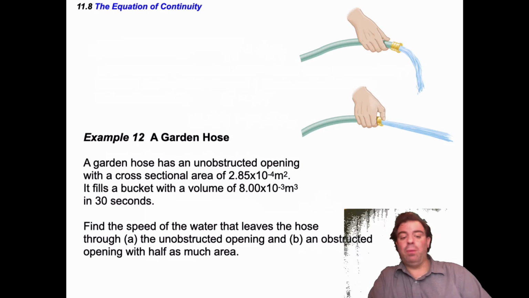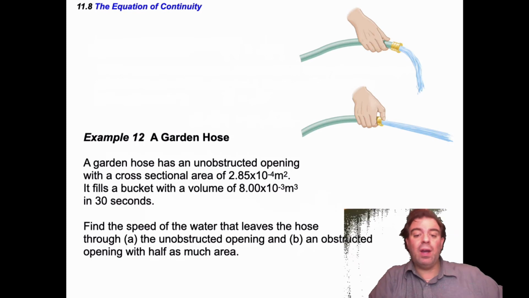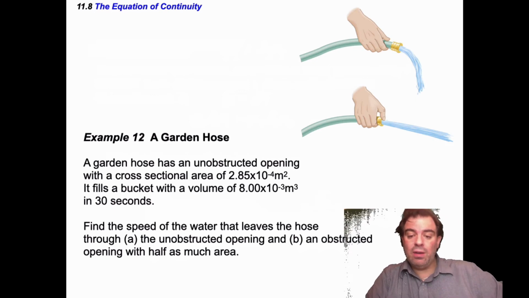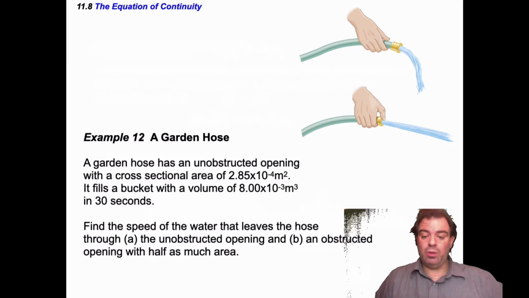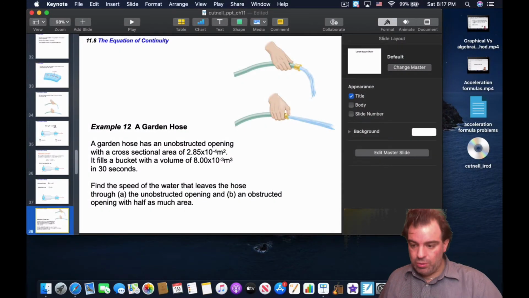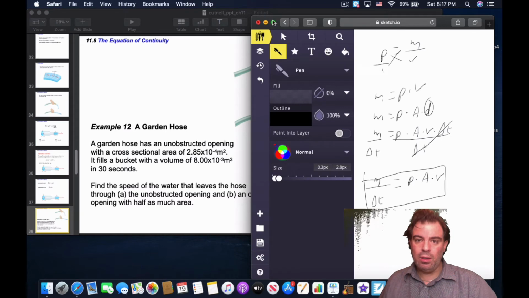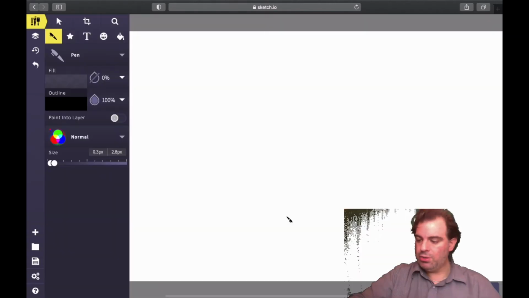Okay, let's say we have the following problem. A garden hose has an unobstructed opening with a cross-sectional area of 2.85 times 10 to the negative 4 meters squared, and it fills a bucket with a volume of 8 times 10 to the negative 3 meters cubed in 30 seconds. First, we have to find the speed of the water that leaves the hose through the unobstructed opening, and second, we have to find the speed when the obstructed opening has half as much area. So let's check this out. Let's go back to our sketch pad right over here, and let's solve the following problem.